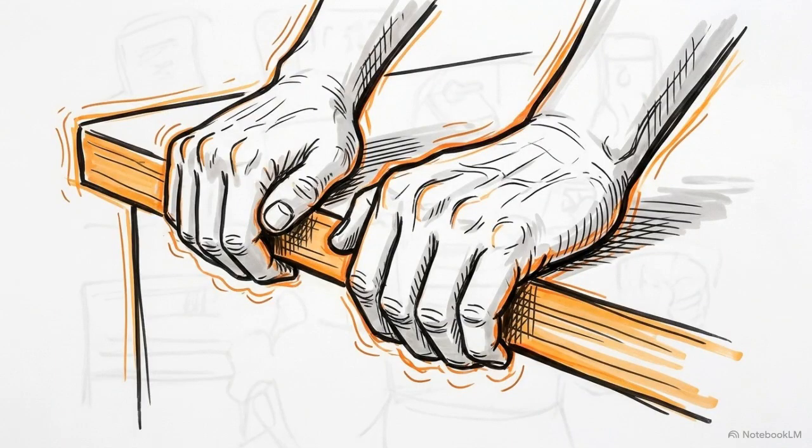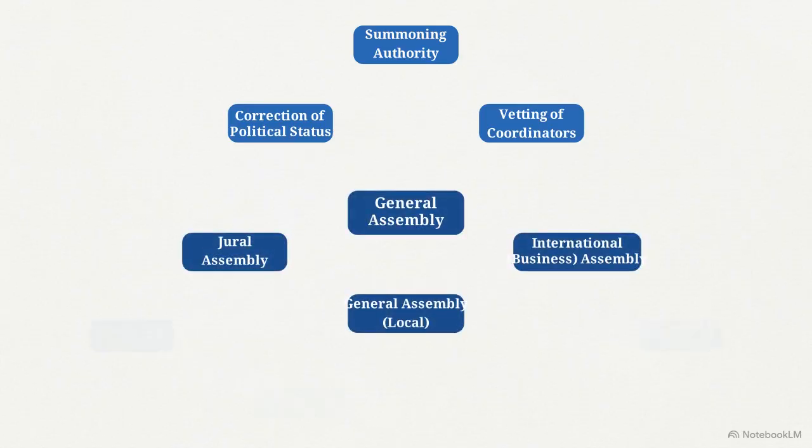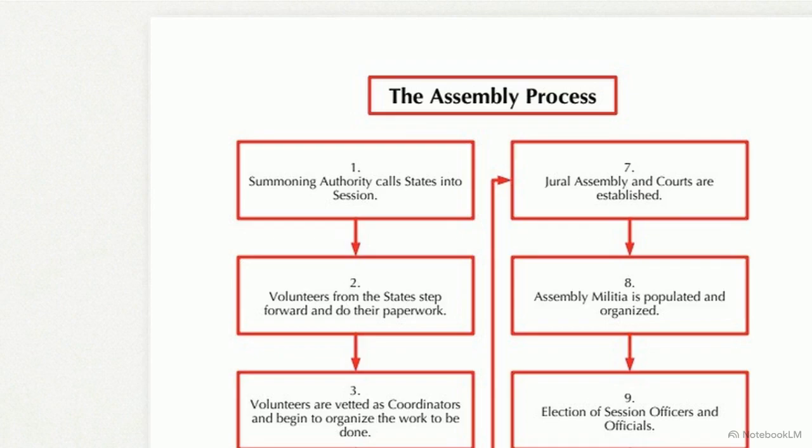Throwing off a lifetime of conditioned obedience takes work. True freedom requires actively executing a structured, lawful plan rather than waiting passively in line. This flowchart breaks down the assembly process. The sequence officially begins when a summoning authority calls the states into session.